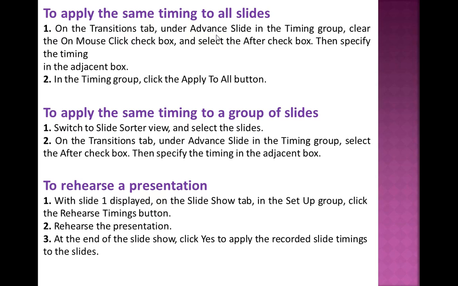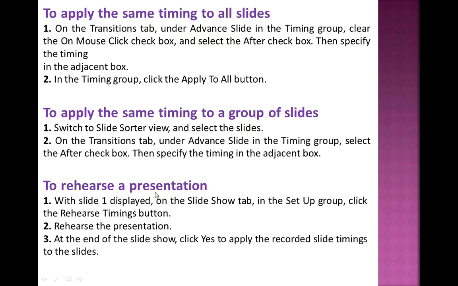Then next one is how to apply the same timing to a group of slides. Simply go to Slide Sorter view, and then select the slides. On the Transitions tab and under Advance Slide in the Timing group, select the After checkbox, then specify the timing in the adjustment box. Means you can apply the same timing to more than one slide.